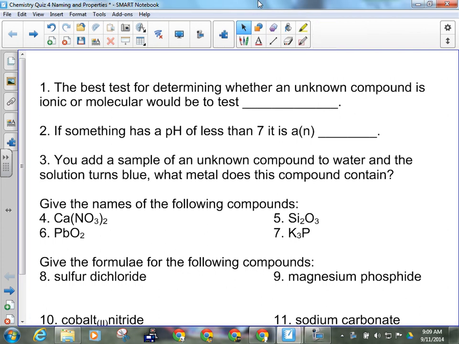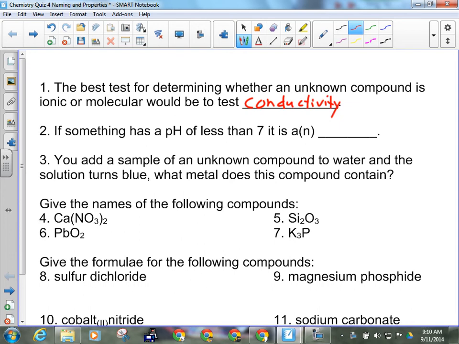Okay, so follow along here, guys. The best test for determining whether an unknown compound is ionic or molecular would be to test what? The conductivity. I'll just accept conductivity. I mean, it is supposed to be the conductivity of the solution, but conductivity is fine, so fill in the blank. So, okay, we'll accept that.